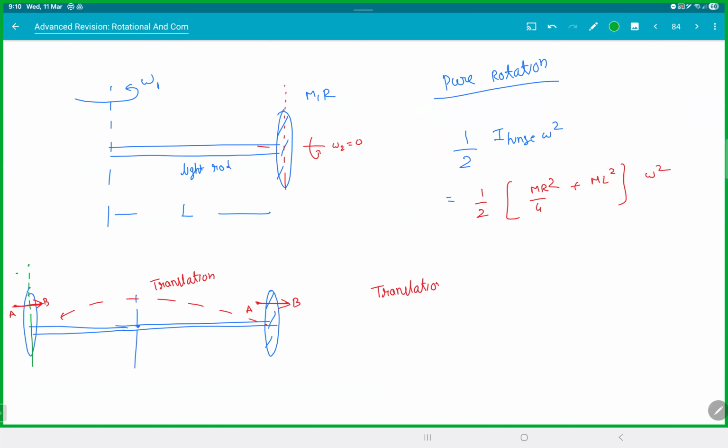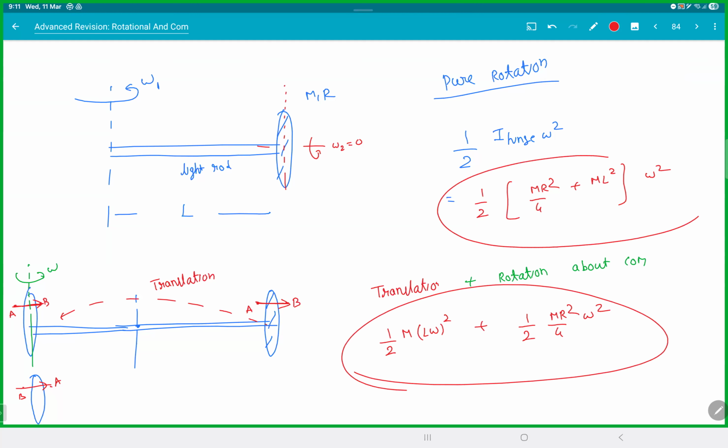So I will rotate about this direction. When I do this, the disk will again flip. Then A will come inside and B will come here. So there is a translation plus rotation about the center of mass. Again, you see which one you're confident with. So this can be written as half m v square, which is L omega whole square, plus half m r square by 4 omega square. Same answer.